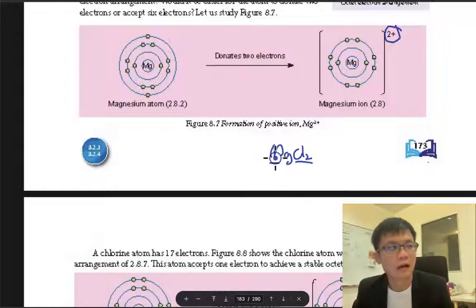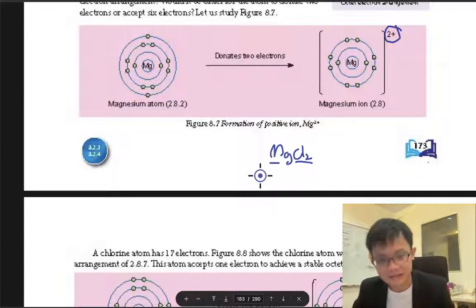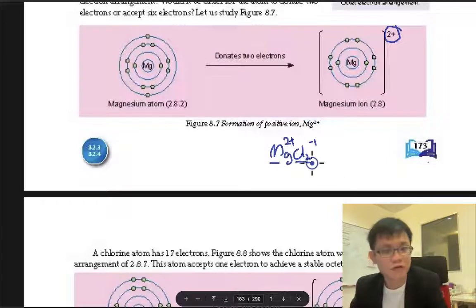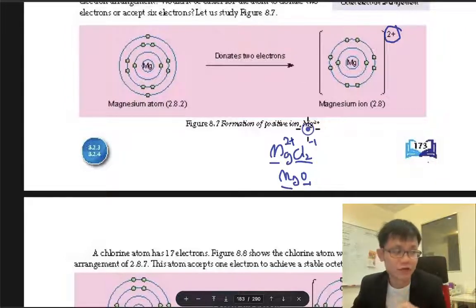Why not magnesium hydrogen, or why not magnesium potassium combined? But why must magnesium oxide? Because we know that usually magnesium is 2 plus, chloride is negative 1, so you need to add another one to make them balance. So that's why magnesium chloride and magnesium oxide, for example, are positive and negative balanced usually, if you want to make it an ionic bond.